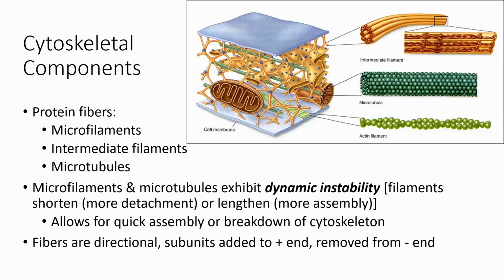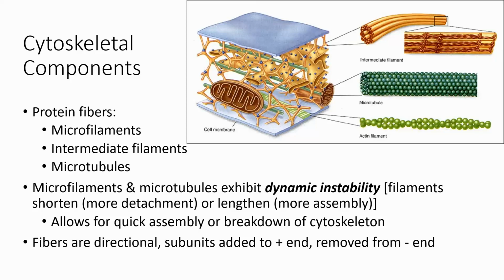There are three major components that make up the cytoskeleton. In order of increasing size, you have microfilaments, intermediate filaments, and microtubules. You can get a little bit of a hint of their relative size based on their names. The microfilaments are the tiniest ones, intermediate are kind of in between.